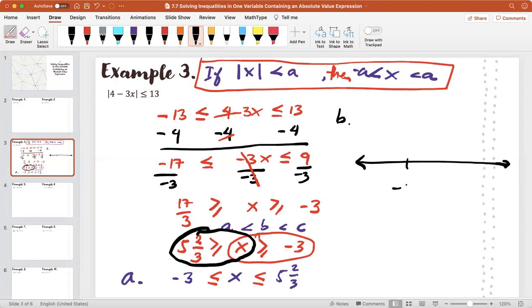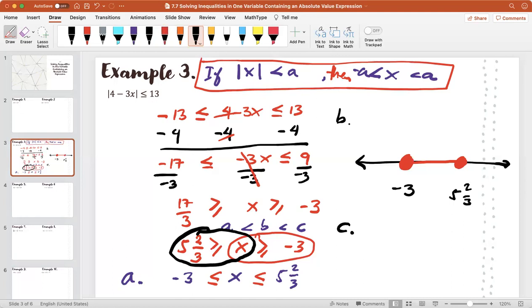Let's also graph the solution set. We have negative 3 and then 5 and 2/3. We see that negative 3 is included. We have less than or equal to, 5 and 2/3 less than or equal to. So that means that negative 3 and 5 and 2/3 are included. So for negative 3, it's closed, and for 5 and 2/3, it's closed. And the other solutions are in between negative 3 and 5 and 2/3.